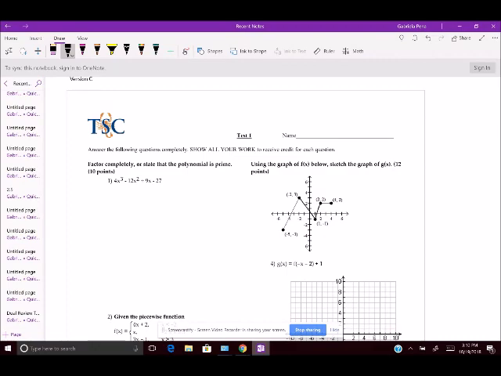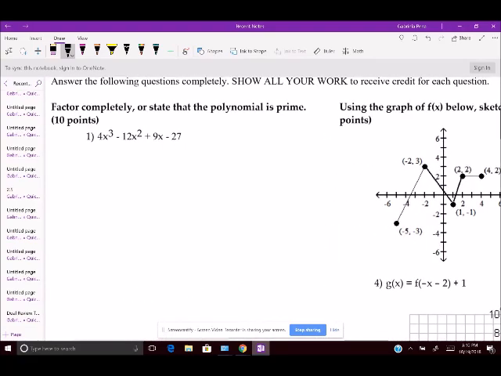This is the review for your first exam from TSC. Let's look at the first problem now completely. So we need to make sure that we factor it out first. It is known that we're going to have to solve this by grouping.